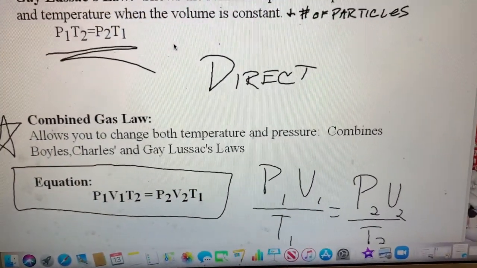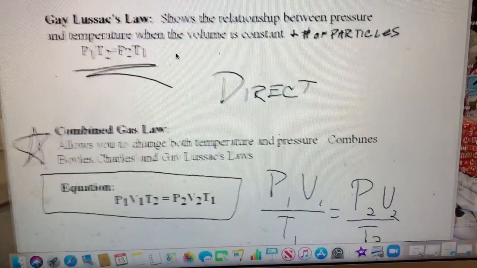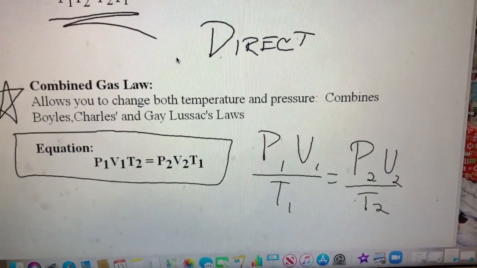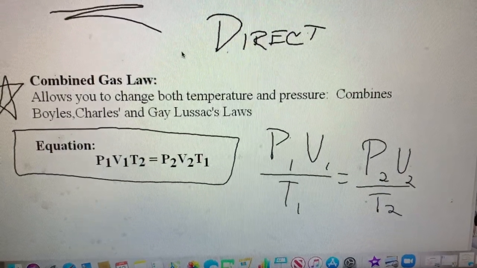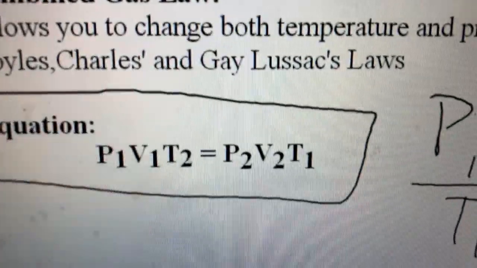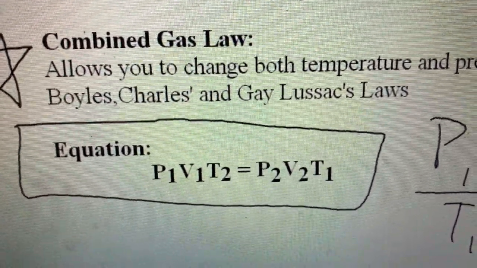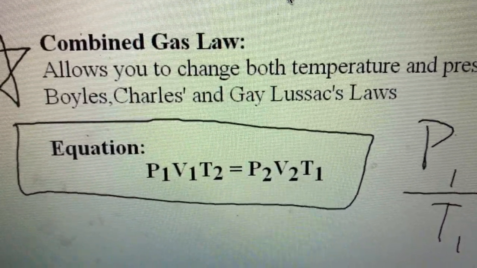What's great about these gas laws is that they can all be combined into what we call the combined gas law. So it allows you to change both temperature and pressure. It's going to combine Boyle's law, Charles' law, and Gay-Lussac's law. Here is the equation for your combined gas law: P1V1T2 is equal to P2V2T1.